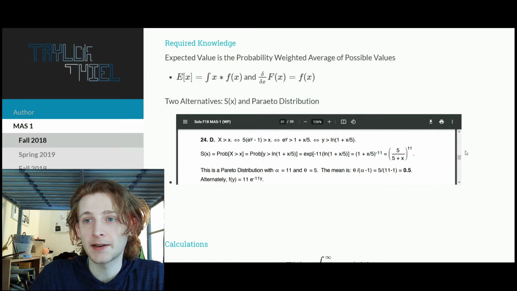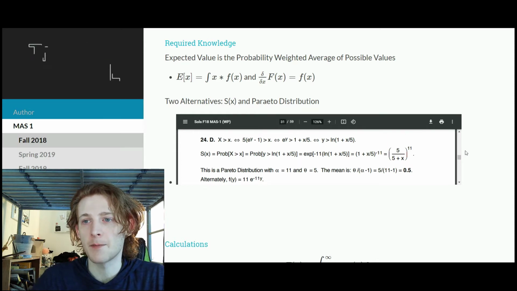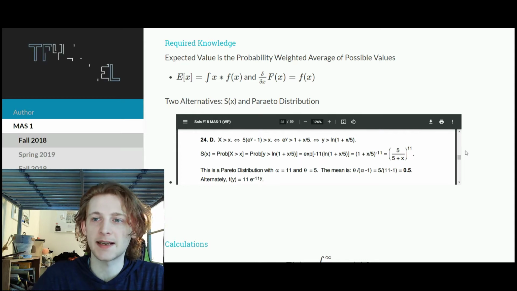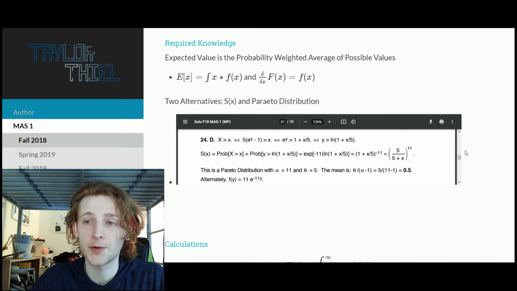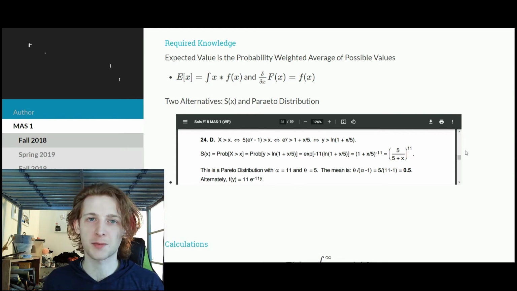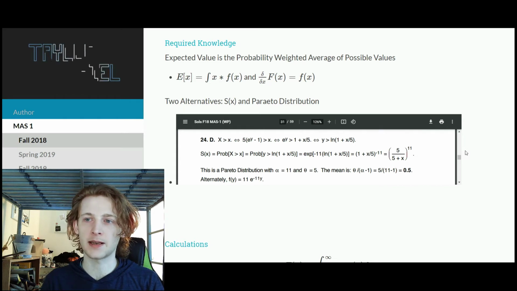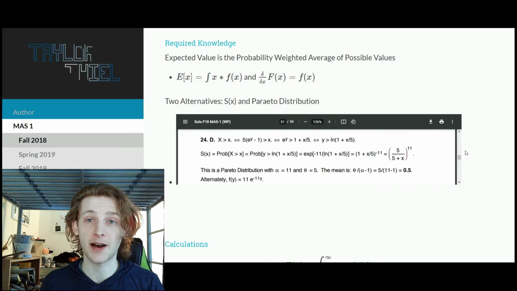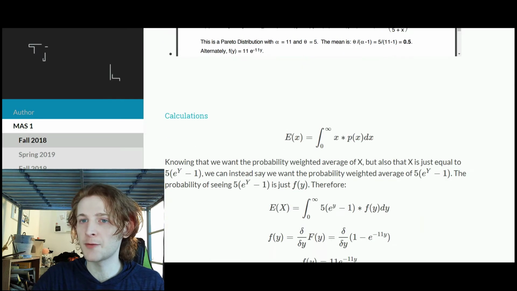I also have linked here the PDF that Mahler has of his solution manual to the exam, and I'll leave a link in the description of the video, but I just wanted to mention this because he has two alternative methods for solving this problem in addition to the one we're going to be walking through. And that is manipulating the distributions to eventually come to the realization it's just a Pareto distribution, at which point you can go to your formula sheet and just plug and chug the alpha and theta values to get your expected value. However, I prefer just looking at calculating the expected value, and so that's what we're going to move forward with.